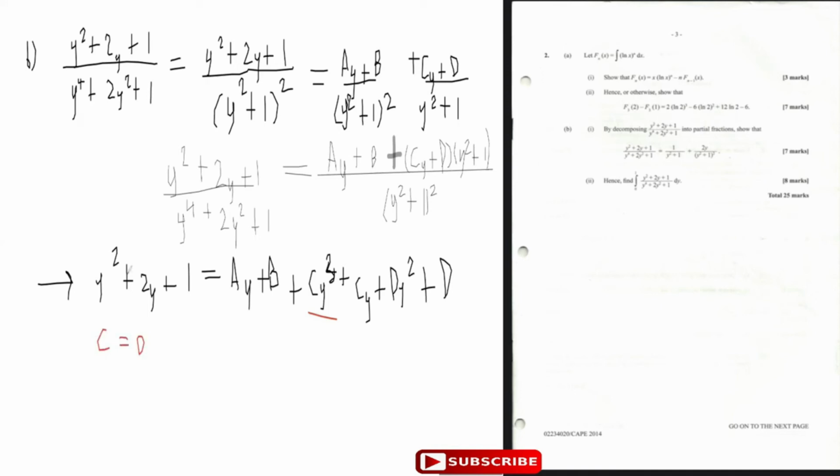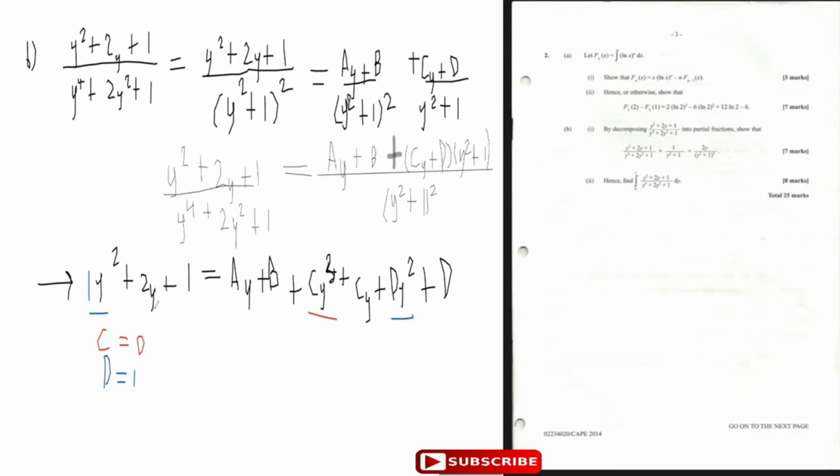C must be 0. All right? And let's go to blue now. We have a y squared here, and we have dy squared here. The coefficient of this is 1, and so d must equal 1. All right? Now that we have d equal to 1, we need to find a and we need to find b. Let's equate the y terms.